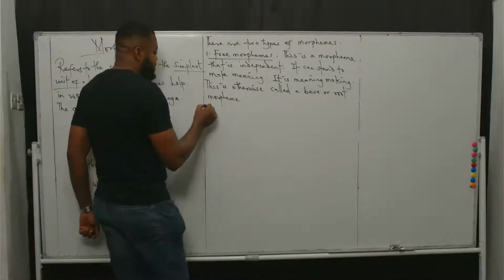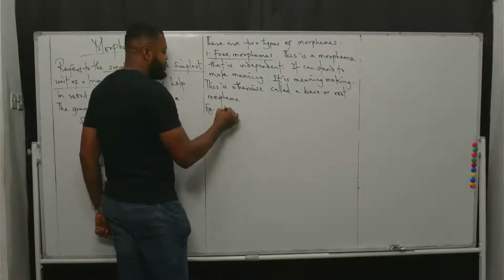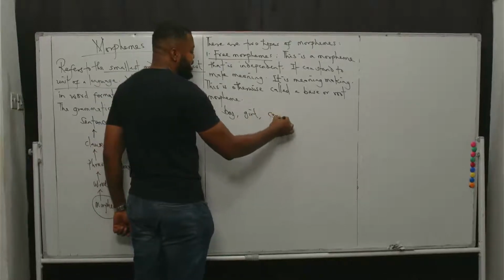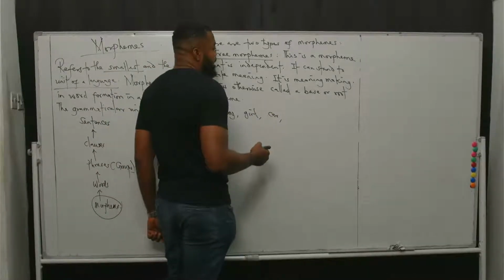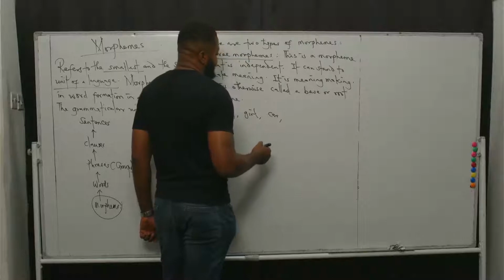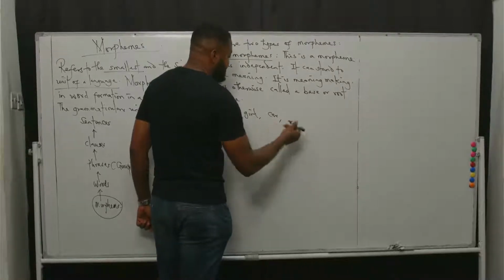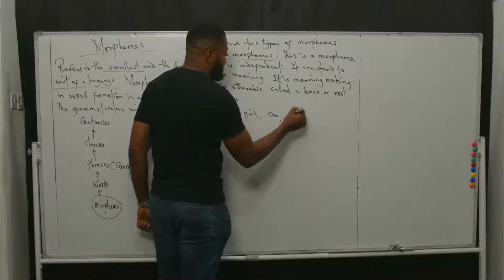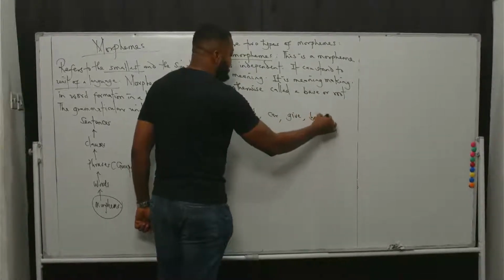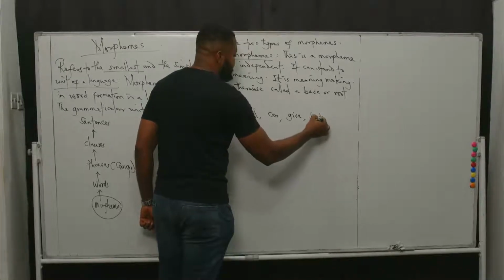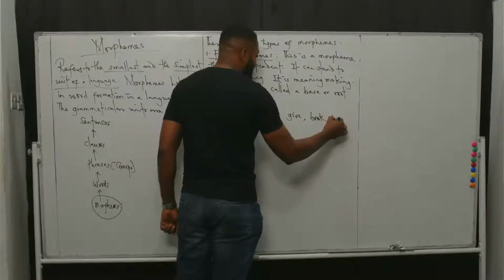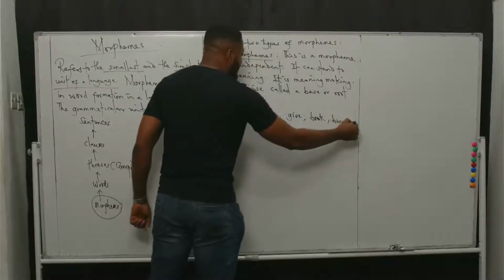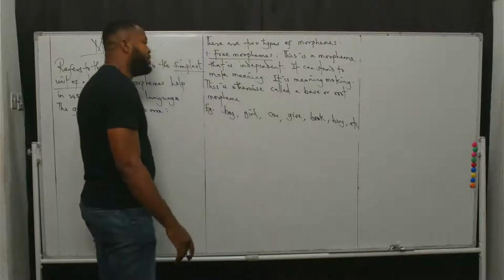So let's take an example. Here we have boy, girl, car. We can have give. We can have book. We can have buy, and so on. So these are examples of free morphemes.